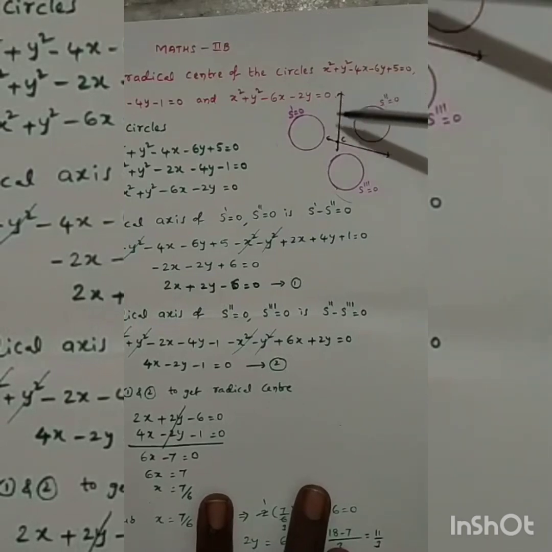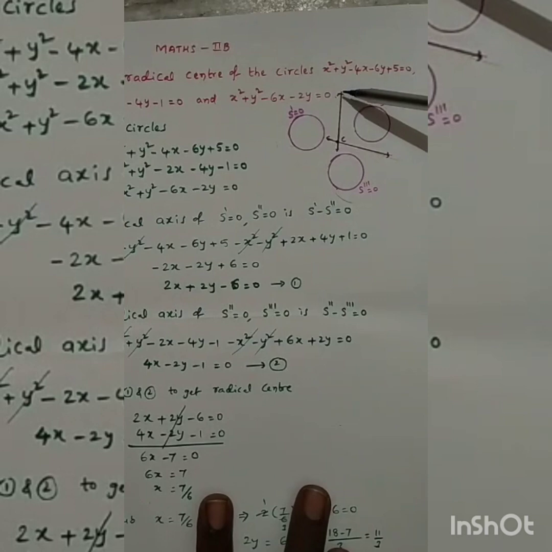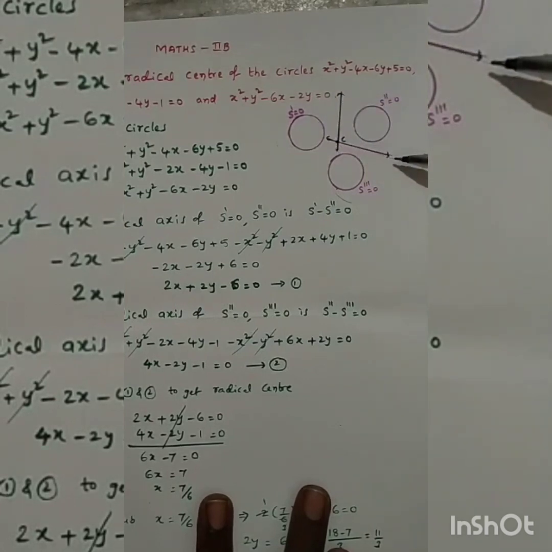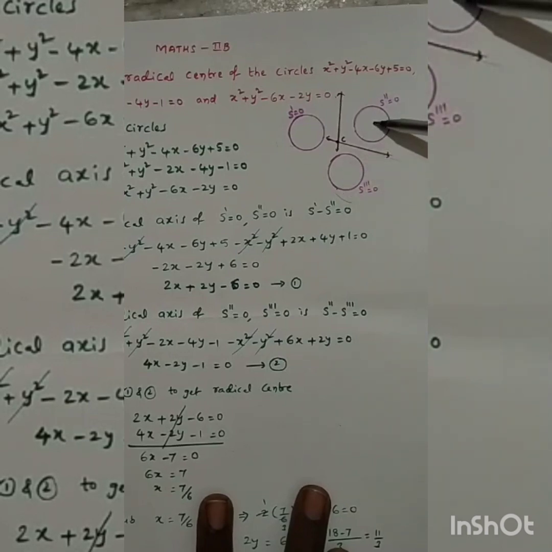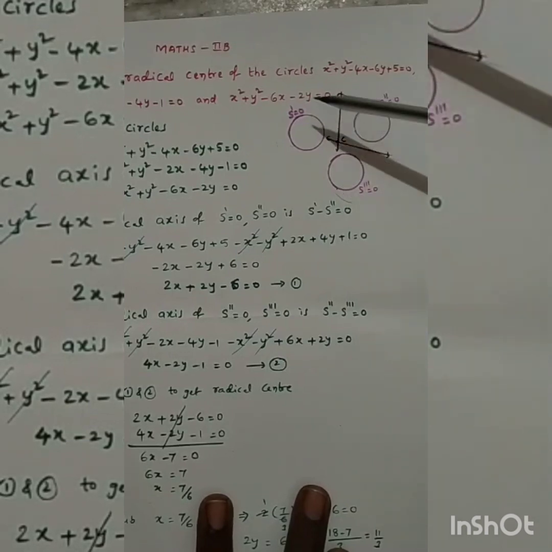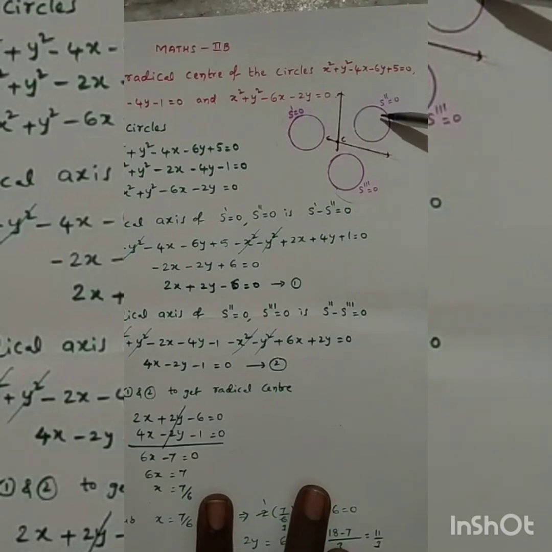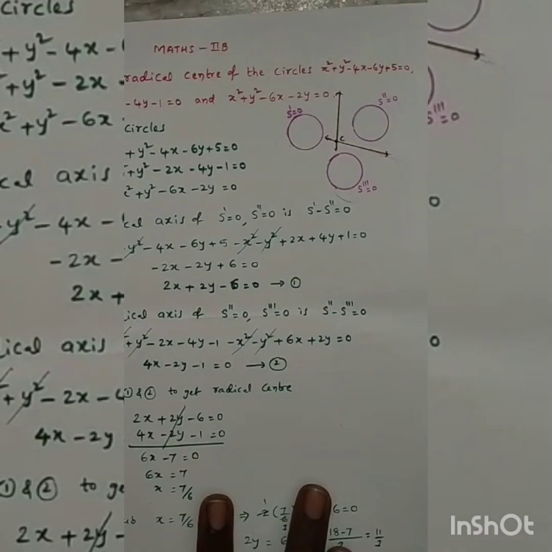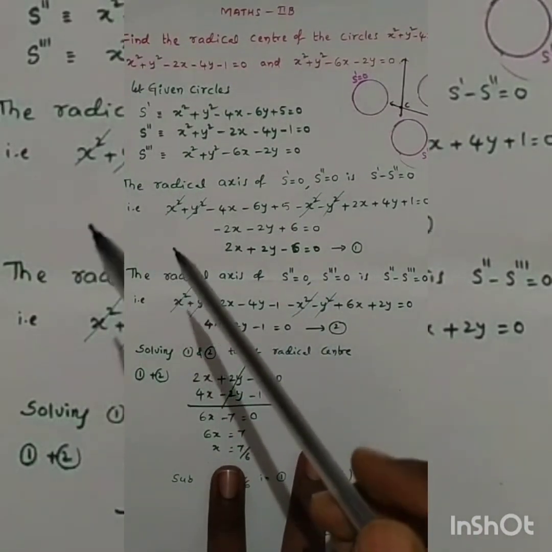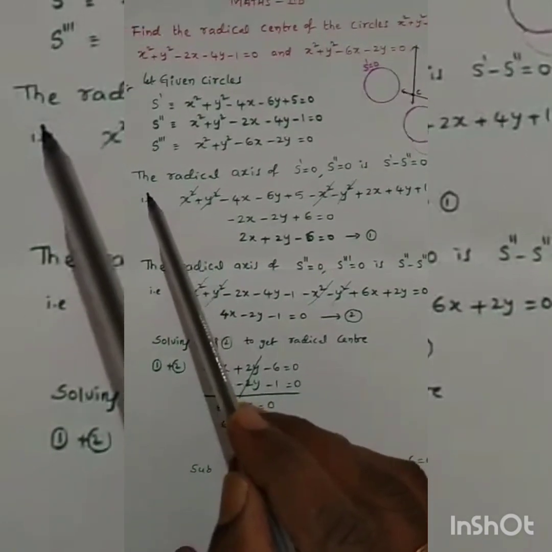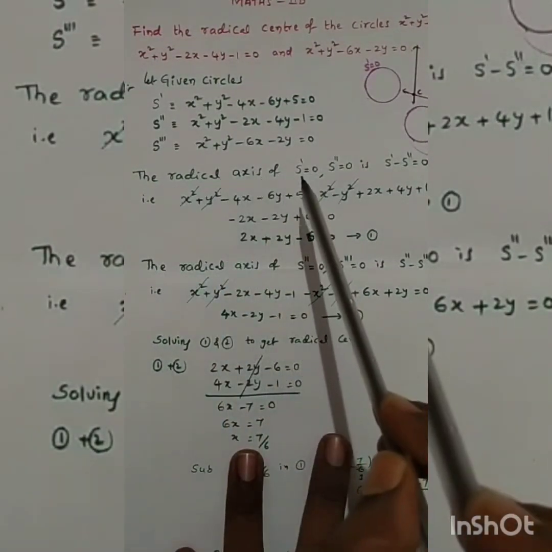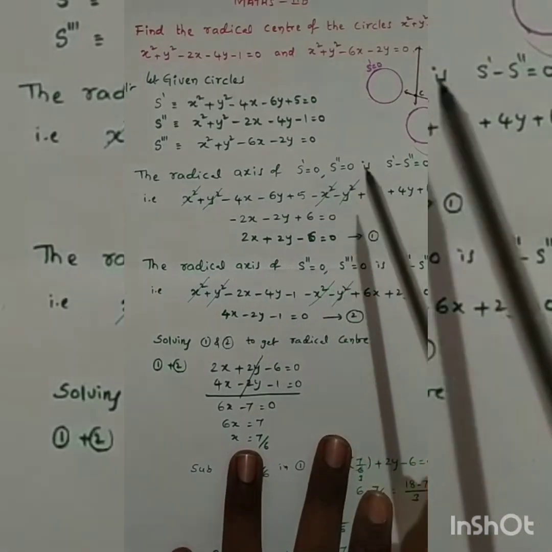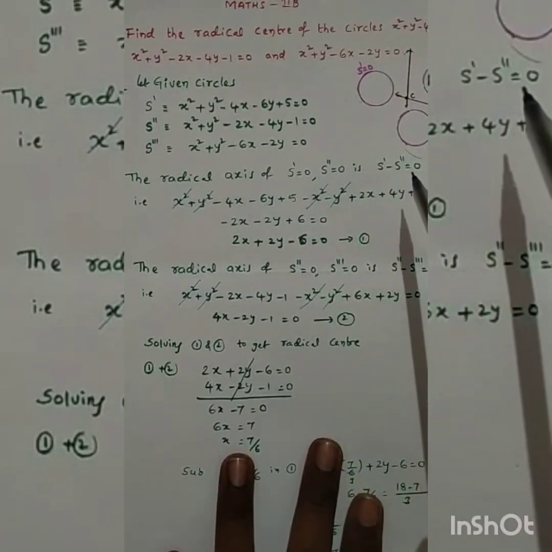This straight line gives the equation of the radical axis of these two circles, and this line is the radical axis of these two circles. This equation is S dash minus S double dash equal 0 and this equation is S double dash minus S triple dash equal 0. So we are finding these two lines' equations, which are nothing but the radical axes of the pairs of circles. So the first one, the radical axis of S dash equal 0 and S double dash equal 0 is S dash minus S double dash equal 0.